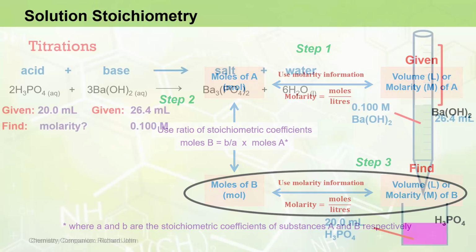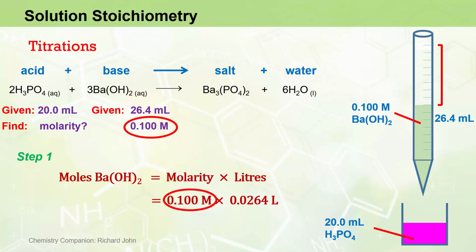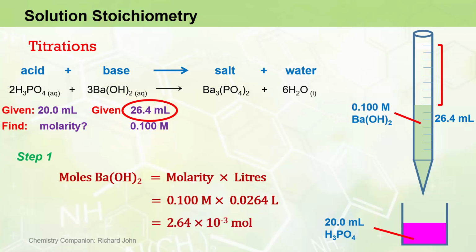And then in step 3, we find the molarity of the phosphoric acid solution using the volume information that's been provided. So in step 1, the moles of barium hydroxide will be calculated using one of the forms of the molarity equation, molarity times liters, which equals 0.100 moles per litre times 0.0264 litres. The 0.100 molar value represents the concentration of the standard barium hydroxide solution used in the burette, whilst the 0.0264 litres comes from converting the 26.4 millilitres into litres.